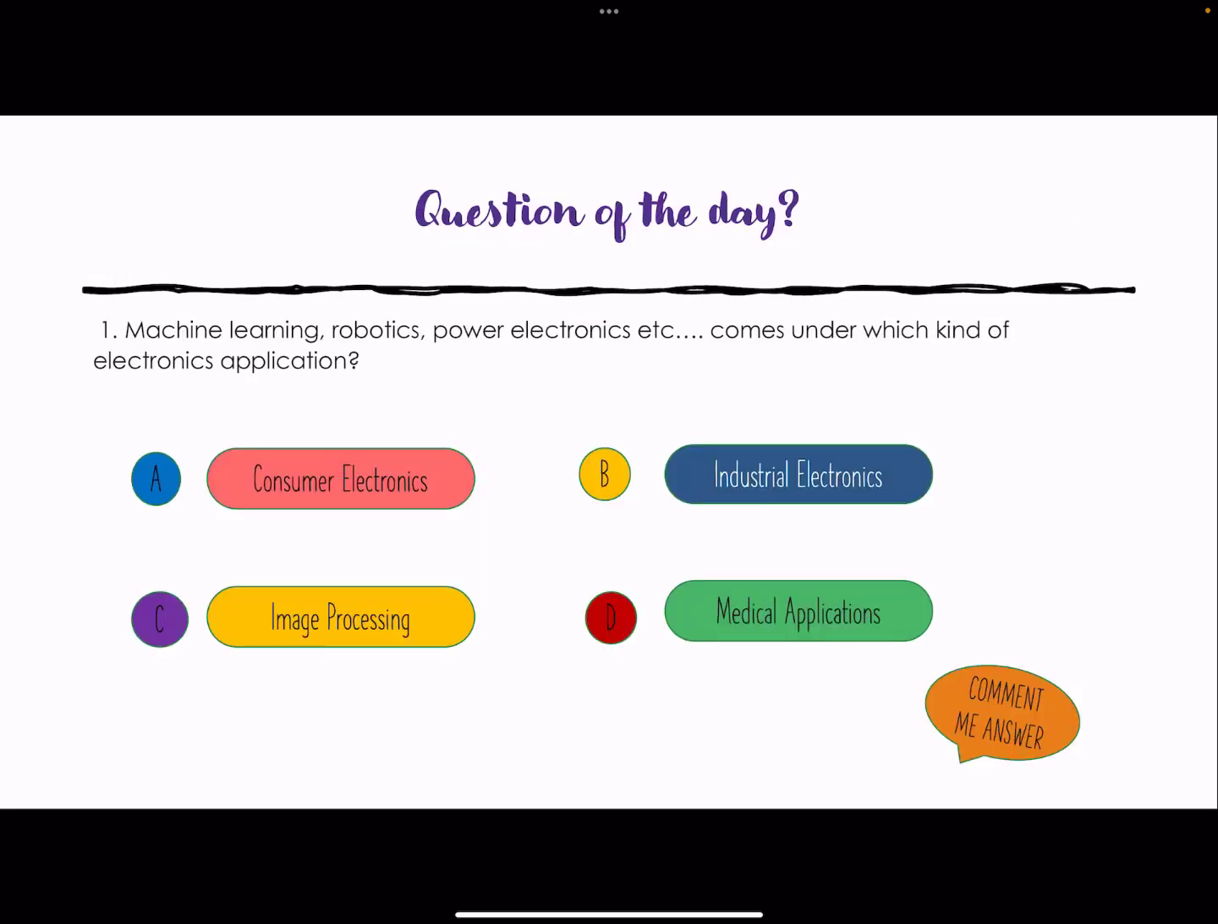Now let us see the question of the day. The question is, machine learning, robotics, power electronics, etc. come under which kind of electronics application? The options are, the first option is consumer electronics. The second option is industrial electronics. The third option is image processing. And the fourth option is medical applications.